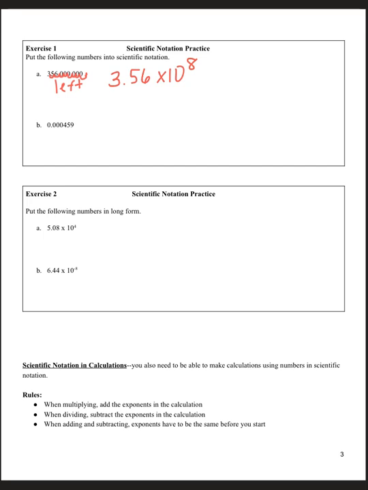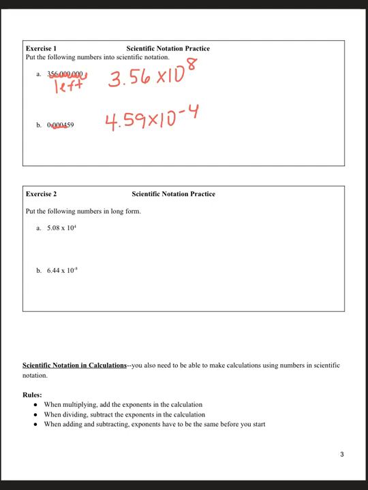Okay, the next one, the decimal is there on this one. I just need to move it to where I have a number between 1 and 10. So again, if I move it between that 4 and the 5, that's going to be a number between 1 and 10. If I try to put it between the 5 and the 9, then I've got 45.9. That's not between 1 and 10. So I'm going to move this and say 1, 2, 3, 4. And this time I moved it to the right. So this is going to be 4.59 times 10 to the negative 4. I think I moved it. For some reason, I lose count of what I did.